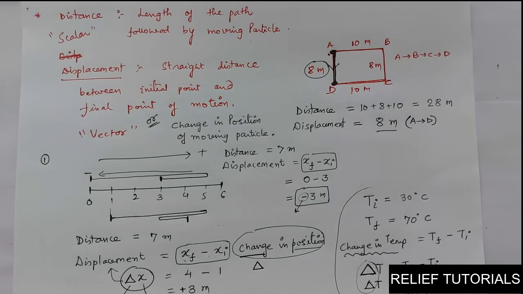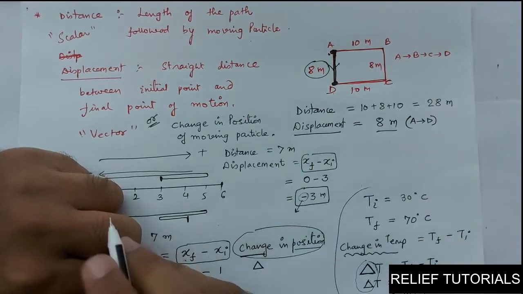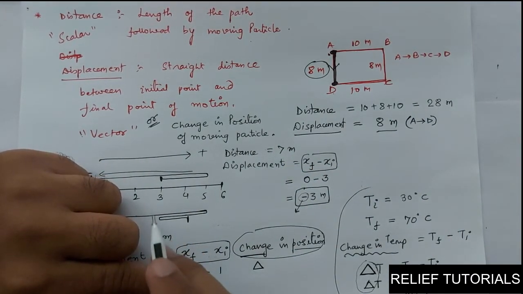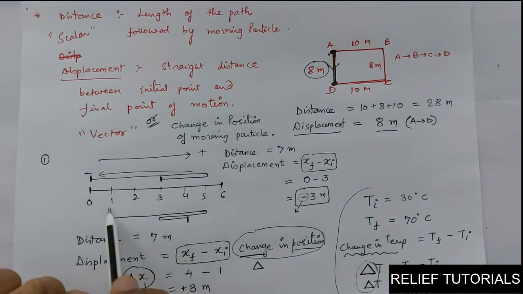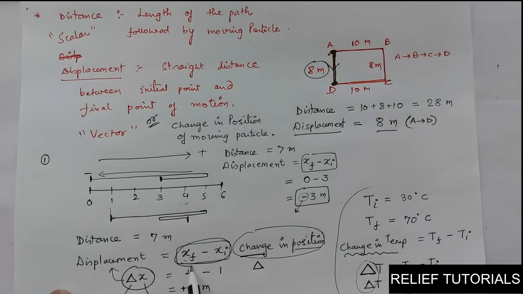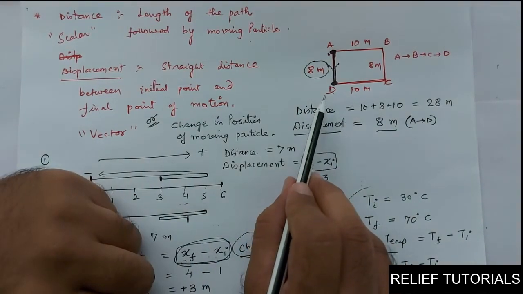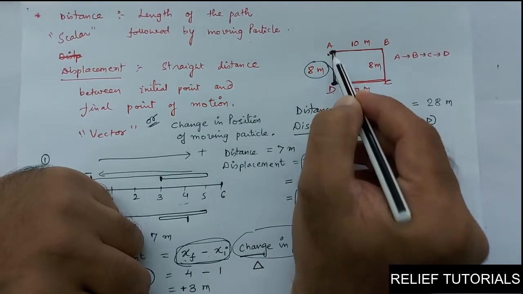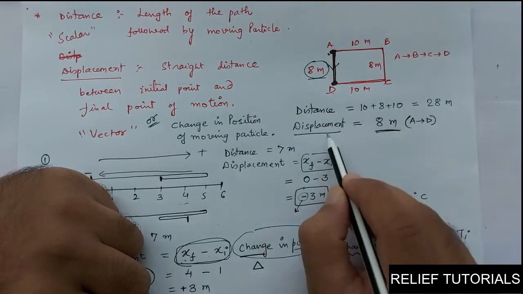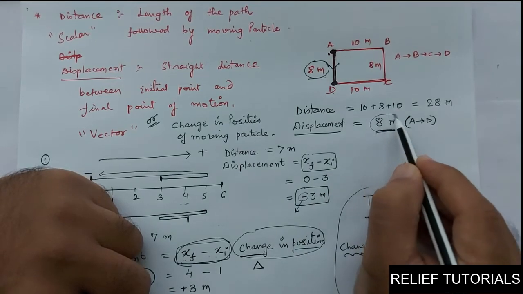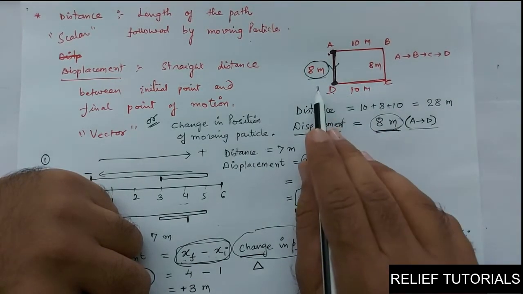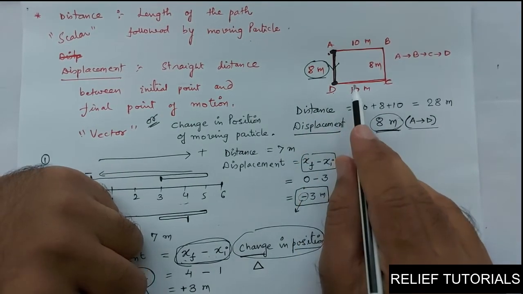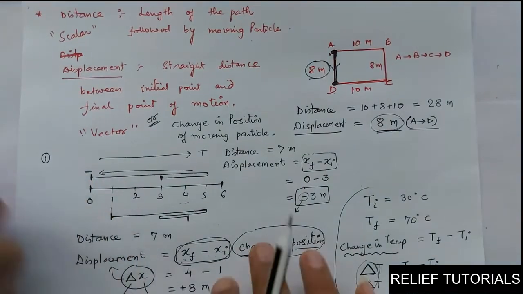Displacement means the straight distance between the initial point and the final point of the journey, no matter what path you are following. While finding the displacement, you just focus on the initial point and the final point and measure the length. Only in number line type examples can we use the formula xf minus xi. Here we cannot use that because it is not a number line type example. Here we have to use our own logic, that the straight distance between these two is 8 meters. So that is the answer. Displacement is a vector quantity, so along with the value, we have to mention the direction. Here no directions like north, south, east, west are mentioned, so you just write A to D.